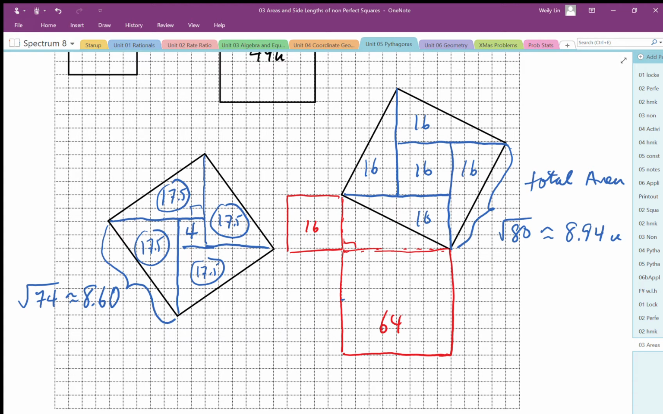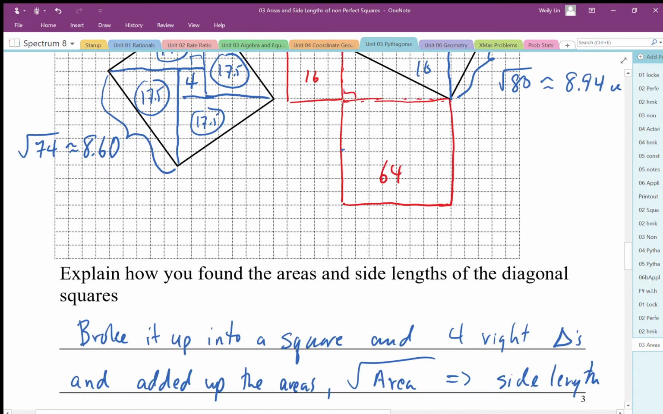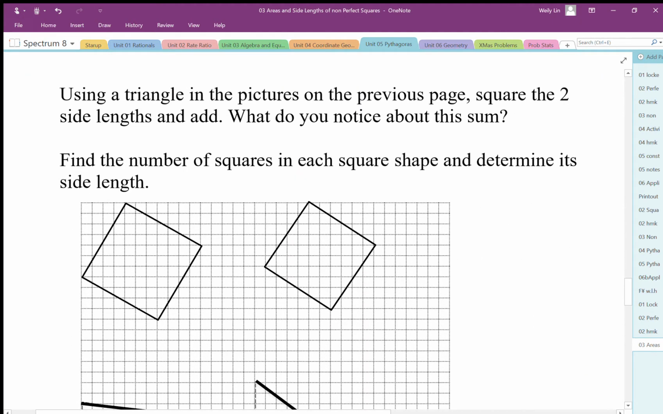And let's see if this works for these other ones here. First of all, we need to break it up into squares and triangles, so I'm going to do that first. Okay. And the triangle that we are dealing with is really this one here, right? It's the same as all these 4 triangles here.